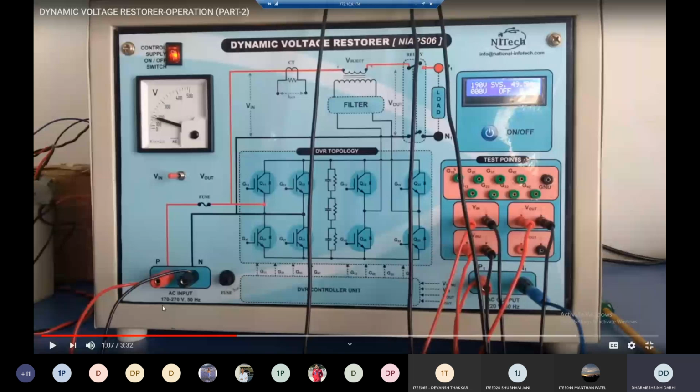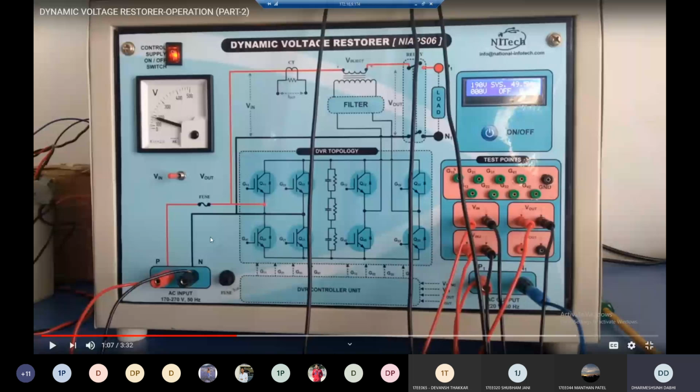Generally, we give the voltage in the range of 170 to 270, and when the voltage sag happens in this circuit. So first of all, the question that comes to mind is how to create the voltage sag and swell in this hardware model. Same way as in simulation, we change the supply voltage.